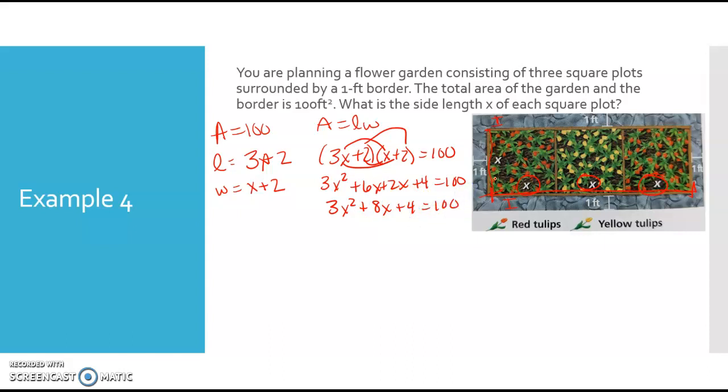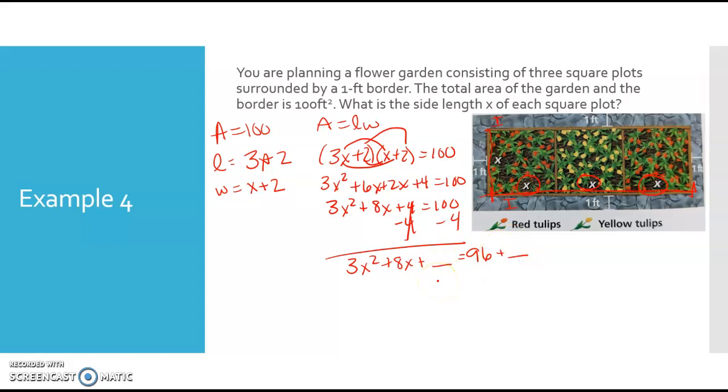Now, it's wanting us to solve, and we have that 8x value. It's not going to be super easy to factor yet because of the 3 in front. So what I'm going to do is subtract my 4 from both sides. So I get 3x squared plus 8x, plus blank, equals 96 plus blank.